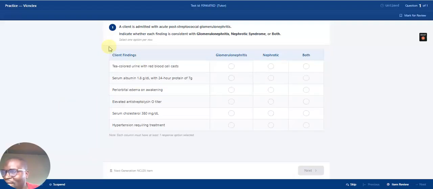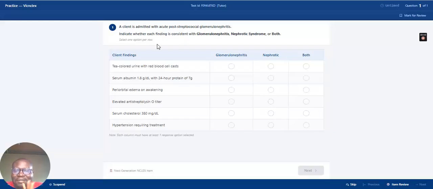So let's go. You have a client admitted with acute post-streptococcal glomerulonephritis. Now indicate whether each finding is consistent with glomerulonephritis, nephrotic syndrome, or both. So this question is testing us on the signs and symptoms that are more peculiar to glomerulonephritis, the ones peculiar to nephrotic syndrome, or those that we see in both. For you to attempt this question correctly, you have to have knowledge of what glomerulonephritis is and what nephrotic syndrome is.